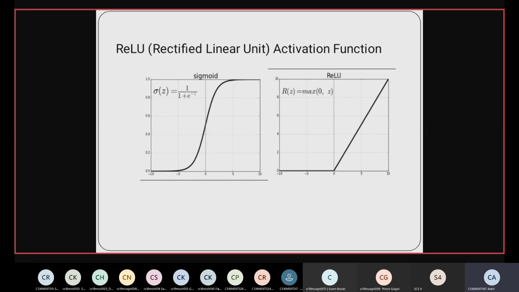But there is an advantage: it guarantees faster computation, and it does not compute exponentials and divisions, thereby boosting the overall computational speed.